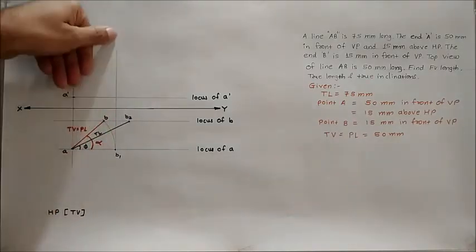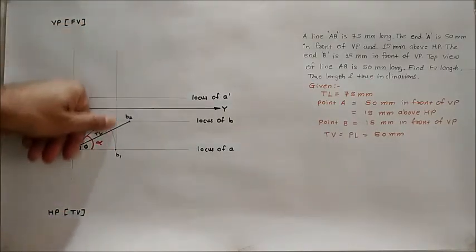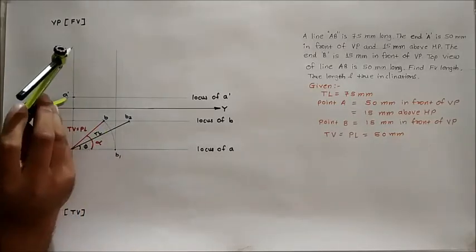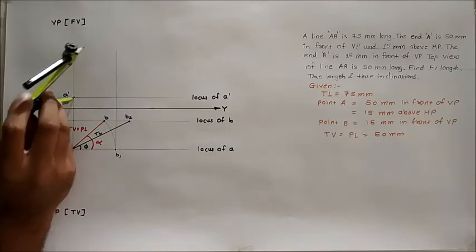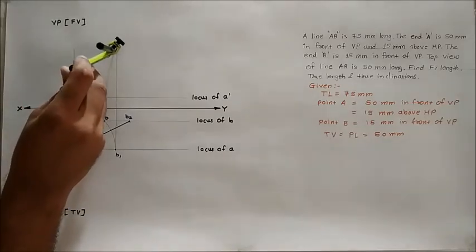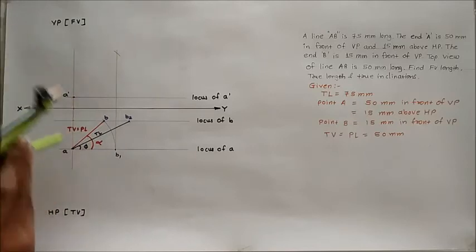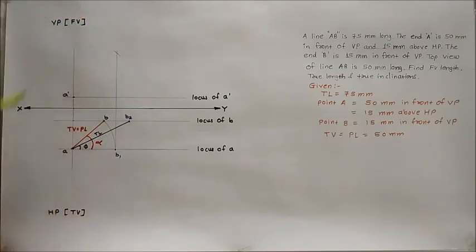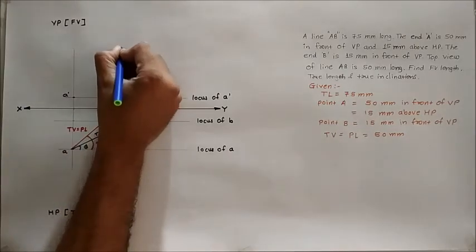On this projection line, we have to mark the true length of the line, which is equal to 75 mm. Take the distance 75 mm in your compass. Keep your compass at point A dash and mark the point on the vertical projection line which passes through point B1. Give the nomenclature to that point as a B1 dash.